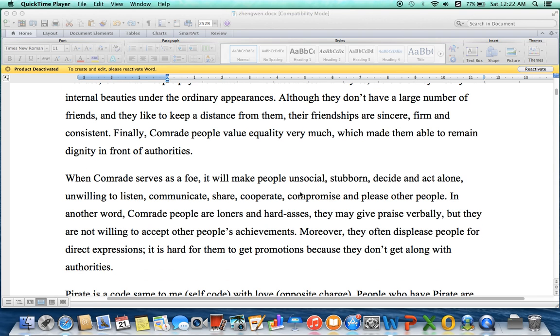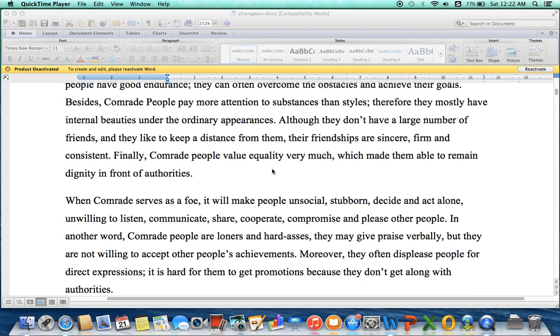And the bad way is antisocial, stubborn, deciding and acting alone. That means antisocial, and unwilling to listen, communicate, share, cooperate, compromise, or please other people. And they are loners. They may give praise verbally, but they are unwilling to accept other people's achievements, and they don't want to please other people, which results in difficulty getting promoted. That's because they value equality very much.